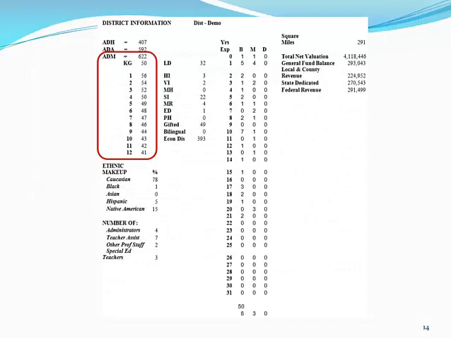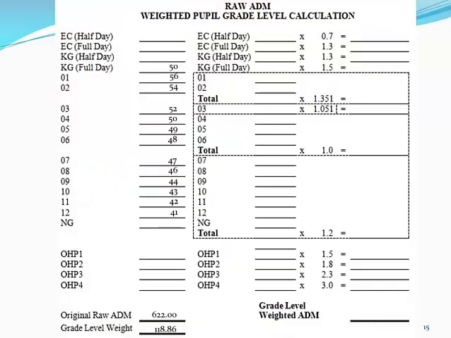So let's look then at our demonstration data and simply insert this. So you can see we simply inserted these numbers into our sheet. So we had 50 full-day kindergartners, 56 first graders, 54 second graders, and so on. What we're going to do is we're going to add these numbers to come up with our original raw ADM.